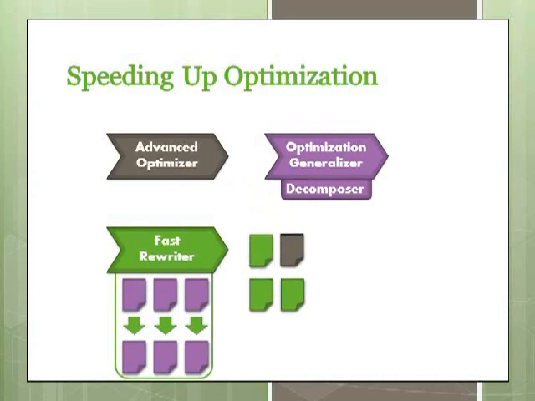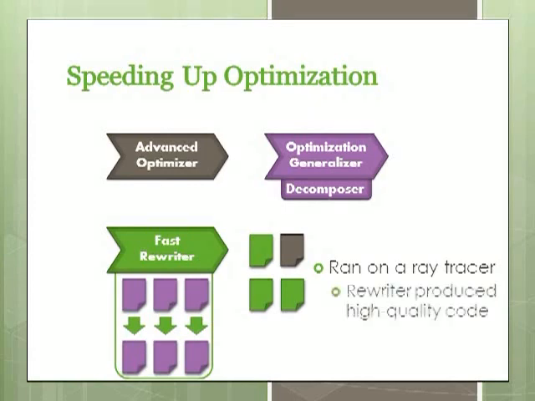Now to evaluate whether this process is actually effective, we ran this on a ray tracer, and we actually found that by just training on a small portion of the code with the advanced optimizer, the fast rewriter was able to produce code of the same quality as the advanced optimizer, thus accomplishing our goal of having both the intelligence of the advanced optimizer and the speed of the fast rewriter.